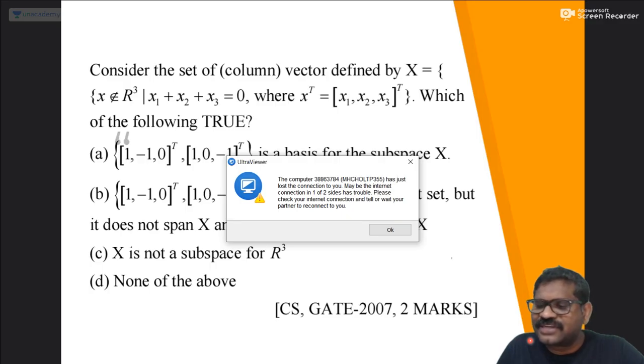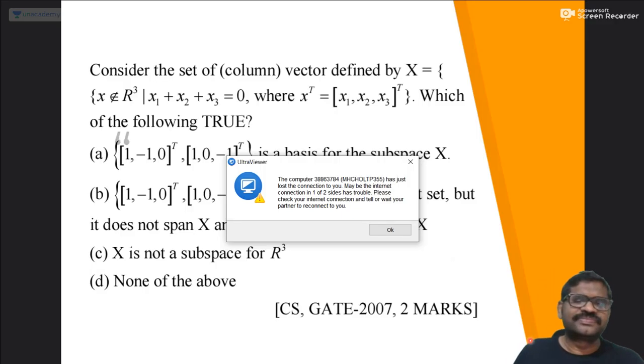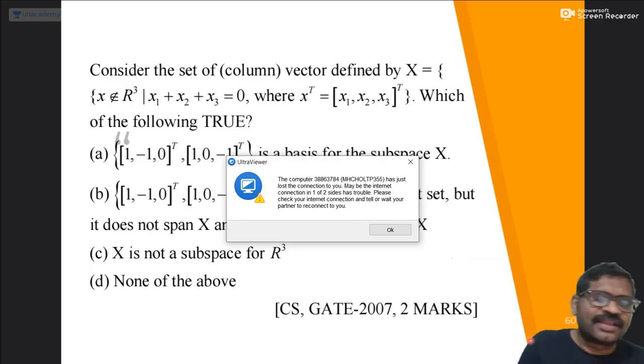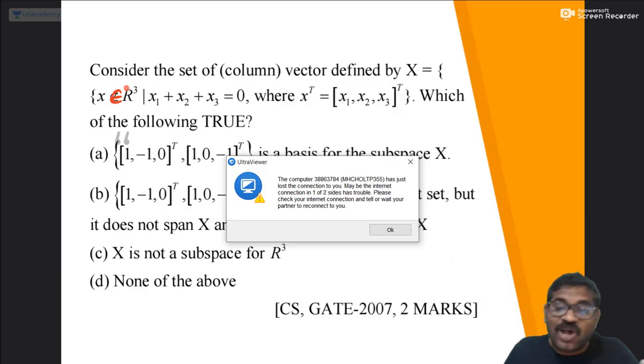Because it is not a function, Baba. Domain kya ji? A domain, codomain, range nahi. For which value of K does the system of equations give us a basis? For which value of K? K value should not be 0. It is a typing mistake. It is X belongs to R cube.